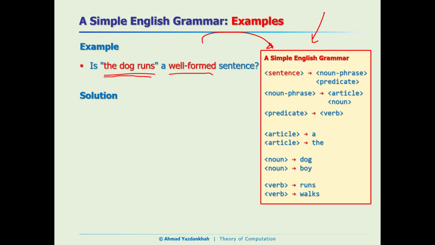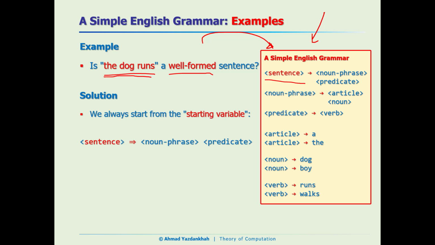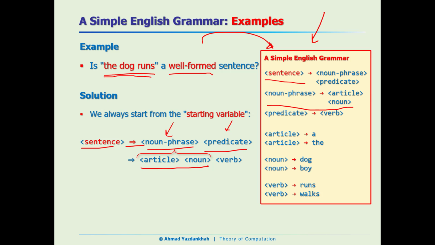So how can we start? We always start from the starting variable. The starting variable can derive a noun phrase followed by a predicate, and both of them are variables. We need to derive both of them as well. So the noun phrase will be replaced by an article followed by a noun based on this production rule, and the predicate will be replaced with the verb by this production rule. Okay?